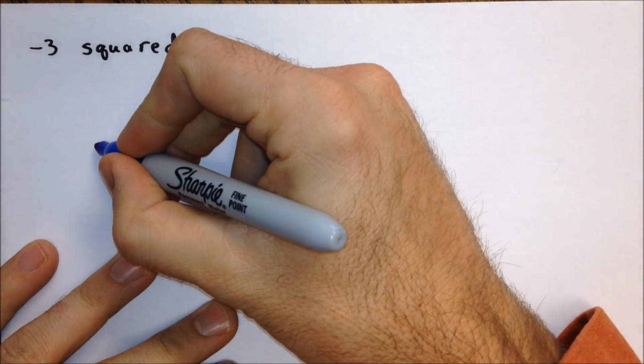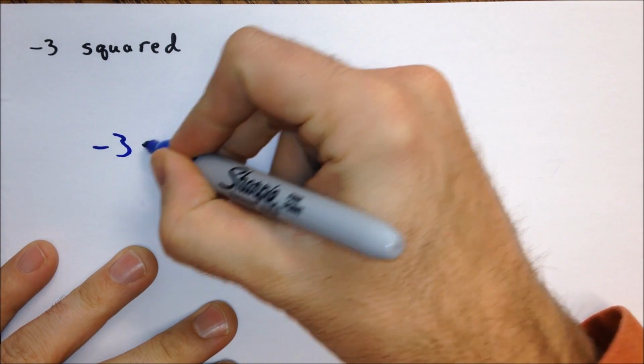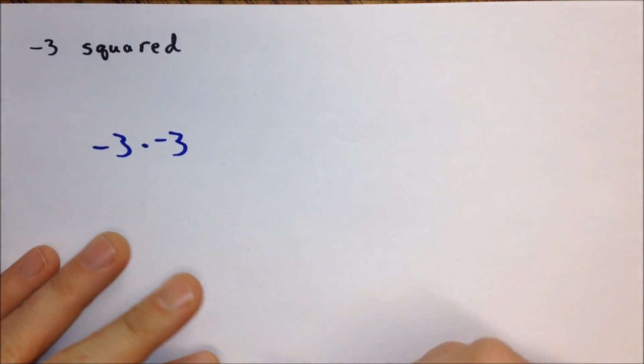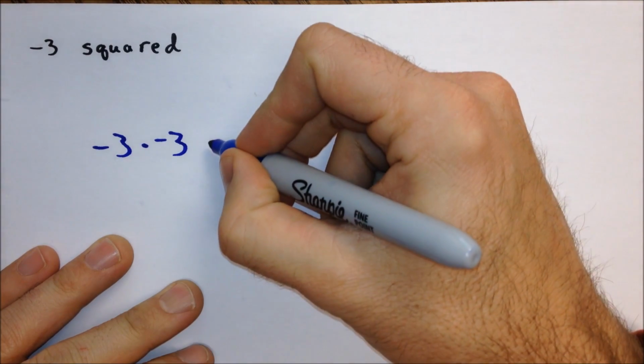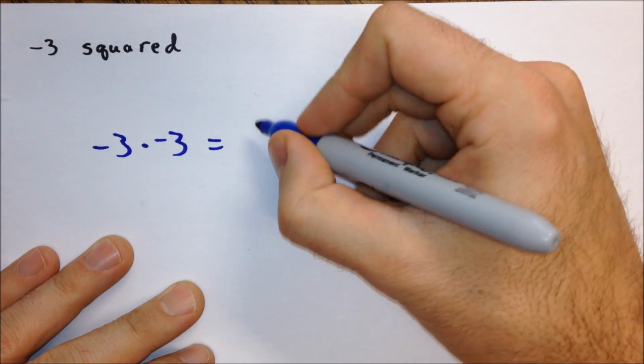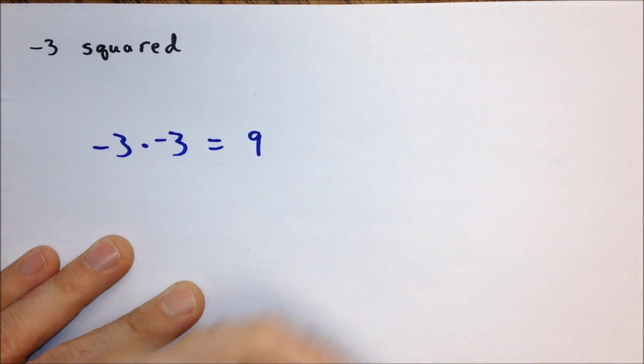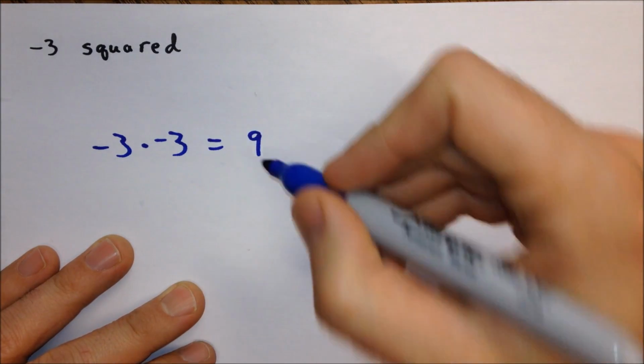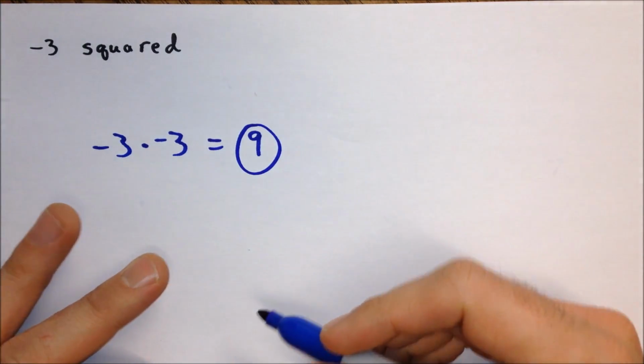The next problem is, what do we get if we want to take -3 and square it? Well, if you think about it, -3 squared is the same as -3 times -3. And I think we know what this answer is. 3 times 3 is 9, and we have 2 negative signs, so that becomes a positive sign, and so 9 is our answer.